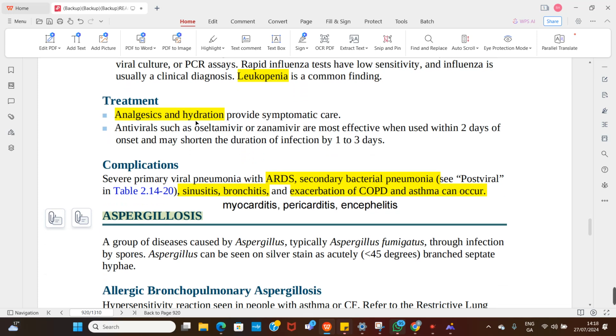How do you treat them? Symptomatic treatment, just supportive. Hydrate them. They can have sore throat, all those things. So hydrate them. Give them analgesics if they're having sore throat, if they're having pain.